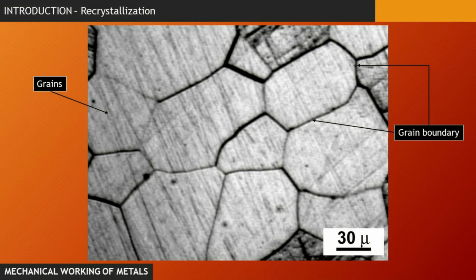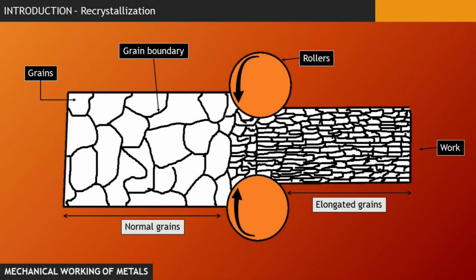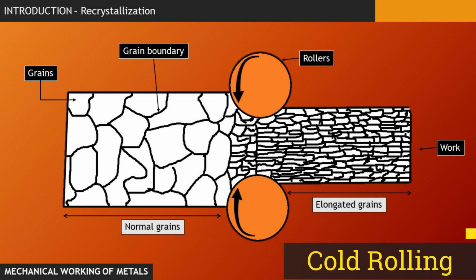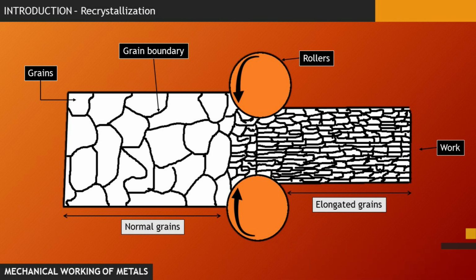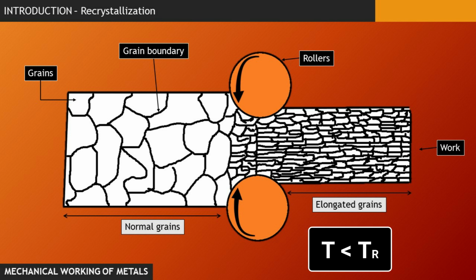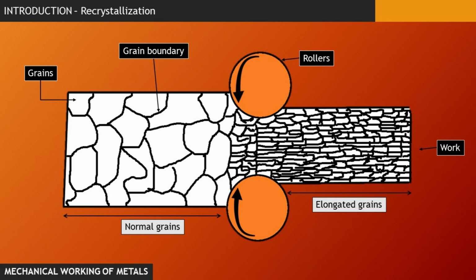Now, you know the basics of grain structure. Let's understand recrystallization by taking the example of cold rolling. Cold rolling or cold forming is any metal working process in which metal is shaped below its recrystallization temperature, which is usually at ambient temperature or room temperature.